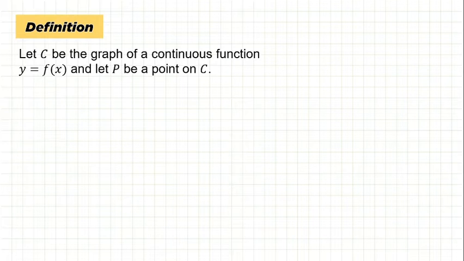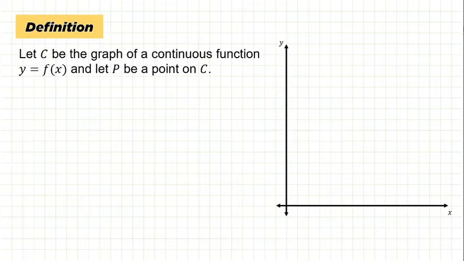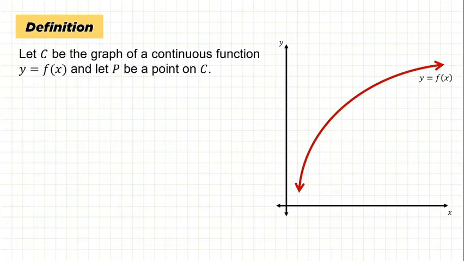Let C be the graph of a continuous function y equal to f of x, and let P be a point on C. For illustration, suppose this is our xy plane. This is our curve y equal to f of x, and suppose this is our point P. The question is, what will be the tangent line of this curve at this point P? Okay? So to answer that one, this will be our tangent line. Ngayon, papaano ba to nangyari? How are we going to construct this tangent line?